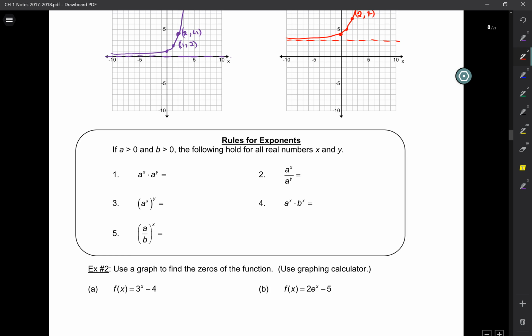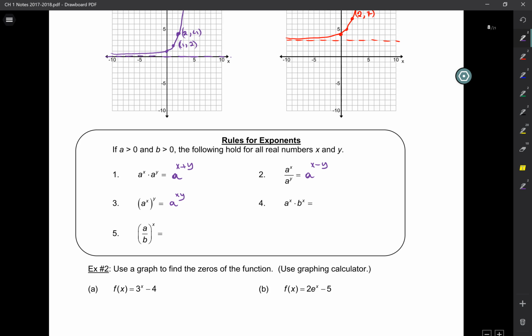Okay, so we have some rules for exponents. If you have a to the x times a to the y, you add the exponents. So it becomes a to the x plus y. Okay? If you're dividing, like in number 2, you subtract them. Okay? If it's a to the x to the power of y, you multiply them, a to the power of xy.